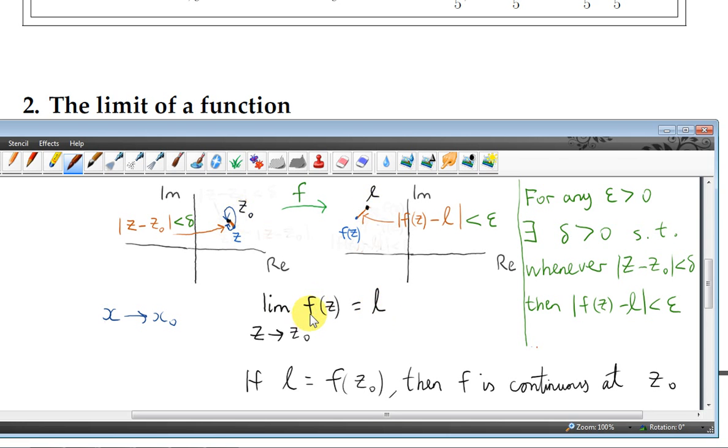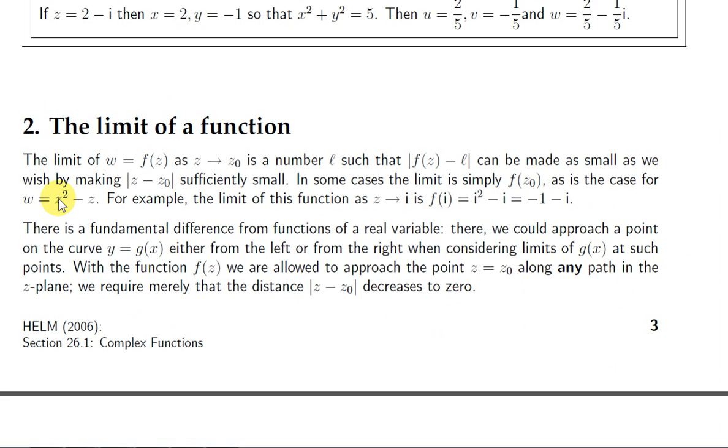So to get this limit, we just calculate the value of f at z0. In that situation, we say that the function f is continuous at the point z0. Here is an example of a continuous function: f of z equals z squared minus z.